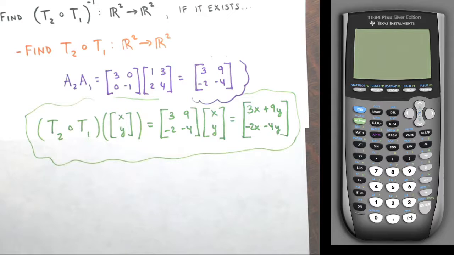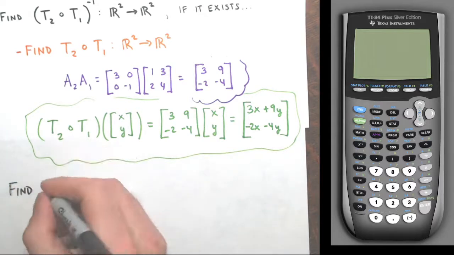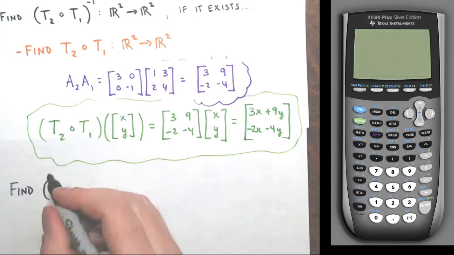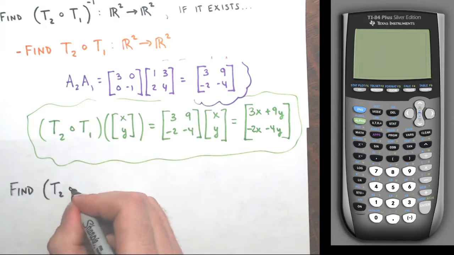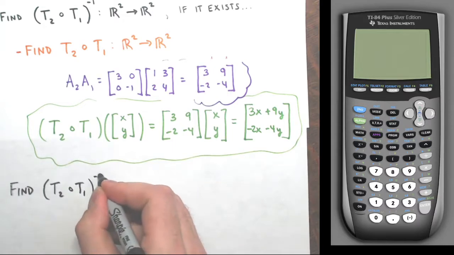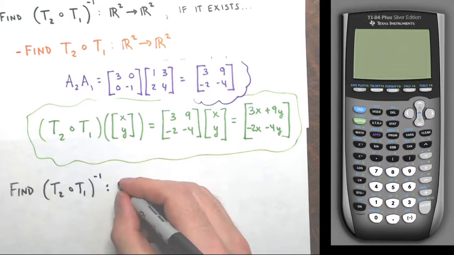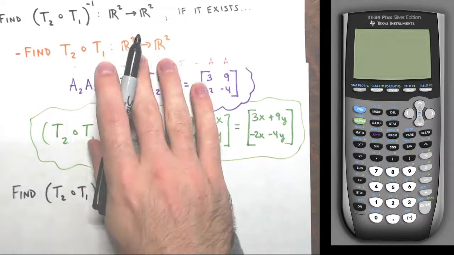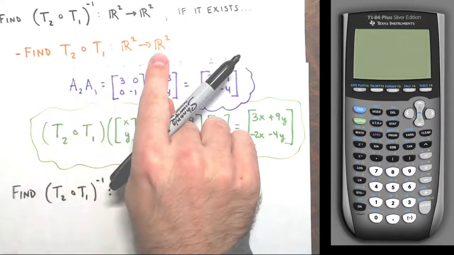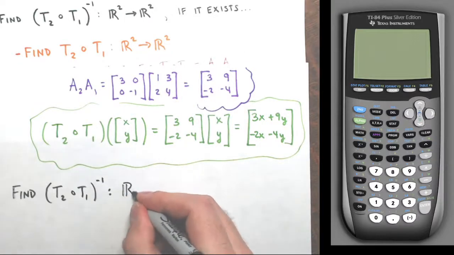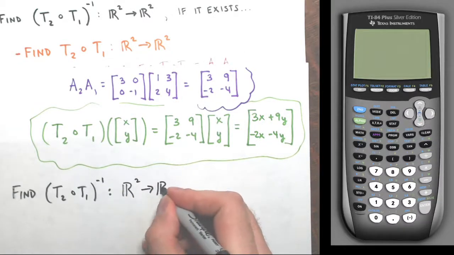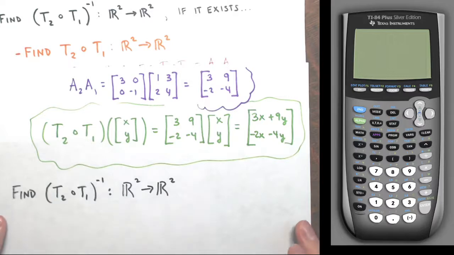So what I want to do is find, if it exists, the inverse of this function. So T2 composed with T1 inverse. Everything's R2, so T2 composed with T1 goes from R2 to R2, so obviously the inverse is also from R2 to R2. It just reverses that, if it exists.